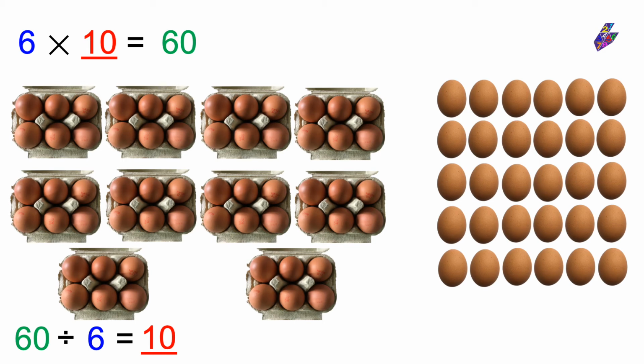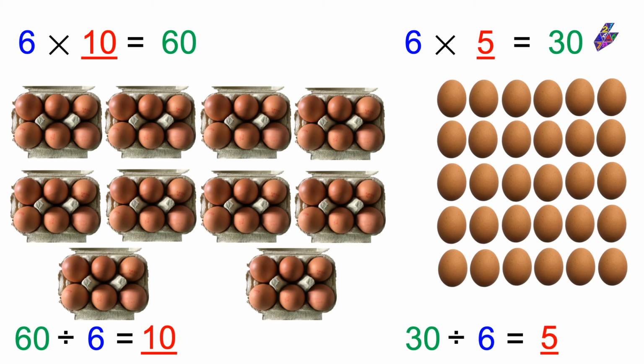I might also know that 6 multiplied by 5 equals 30, either because I just know this as a fact, or because I can see that 30 is 1/2 of 60. So if 60 eggs created 10 boxes, then 30 eggs will create half the number of boxes, therefore just 5 boxes. This also means that 30 divided into groups of 6 will be 5 groups. So this group of 30 eggs here will create 5 boxes of 6 eggs.